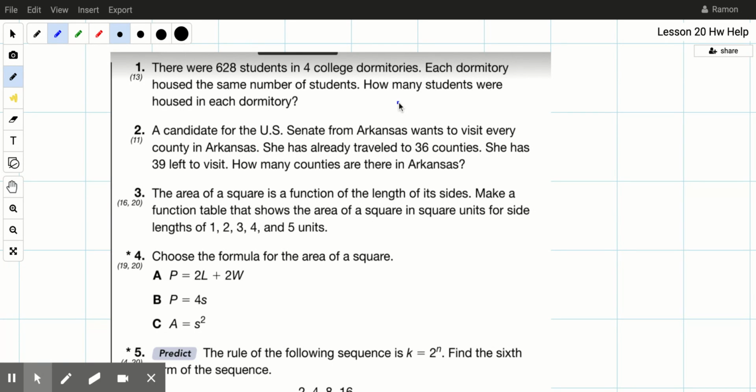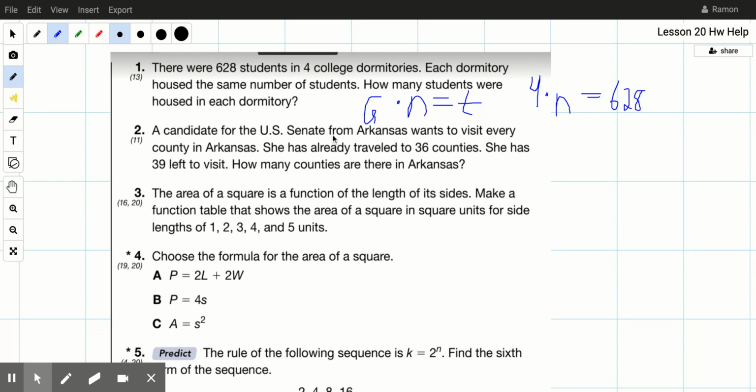So that's going to be the number in each group, the total number of groups, and then the total, which is the given number. So dormitories tell me there's four groups with n amount in each. So we have 628 students in all four. So then we just solve for n by using the inverse operation.